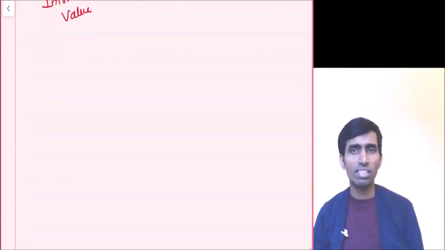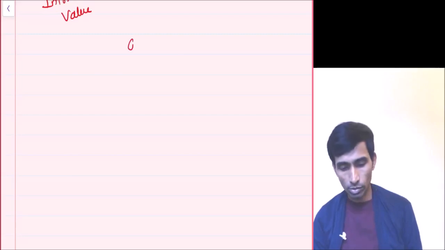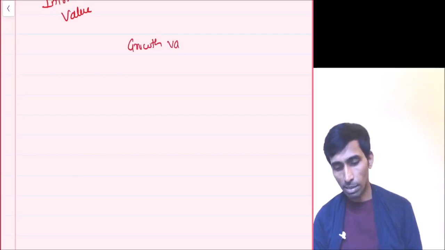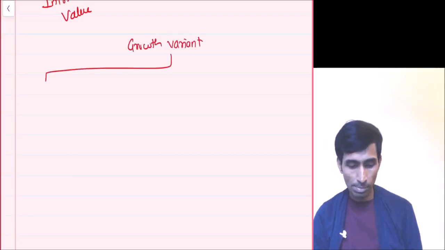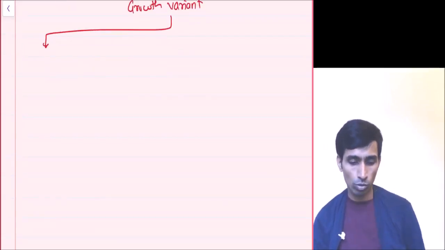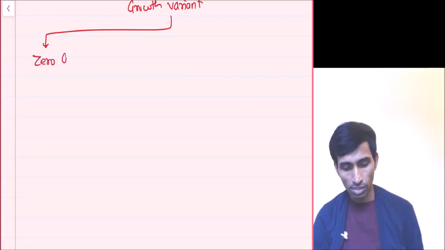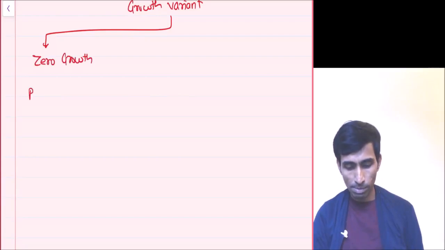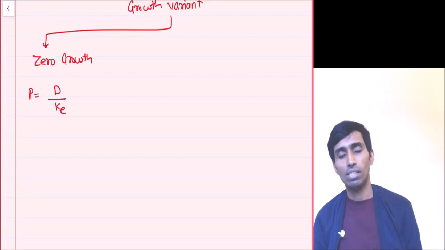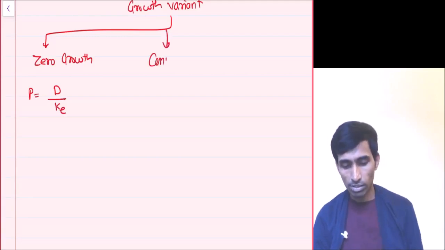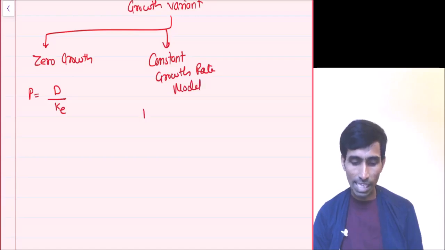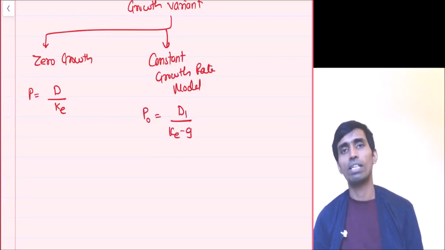Listen, three types of questions come, the growth variants. The first type is zero growth. If there is no growth, then the formula becomes P equals D upon KE. We did this in cost of capital. Second is the constant growth rate model, that is Gordon's model. In that, P0 equals D1 upon (KE minus G). This is the formula.